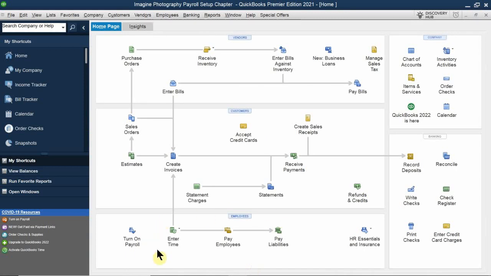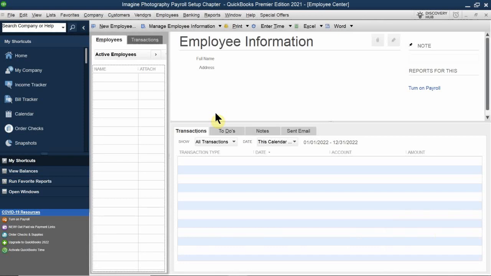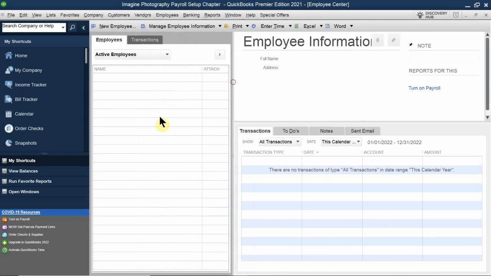This is where we are focusing right here, this section here, where we are looking at employees. If I go to the employee center, it's very similar to a vendor and customer center. You have the employees list right here, you have the employee profile, and you have the transactions that you have with the employee, which is going to be paying them your paychecks.